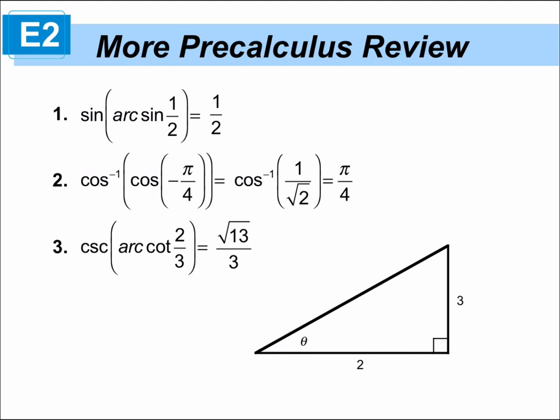Do we need to rationalize? No, not in this class, nor for the AP. They don't care. What happened to the arc and the cotangent? It goes away. You just use that to get the triangle. So think of this as the cosecant of that triangle sitting over there.